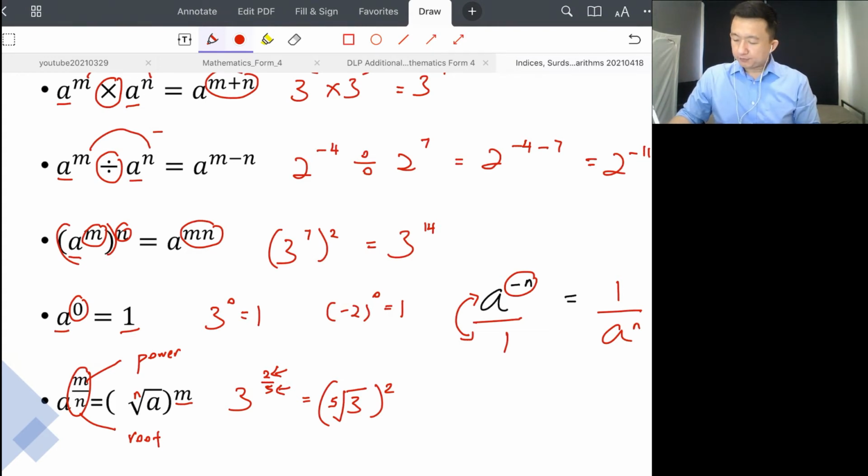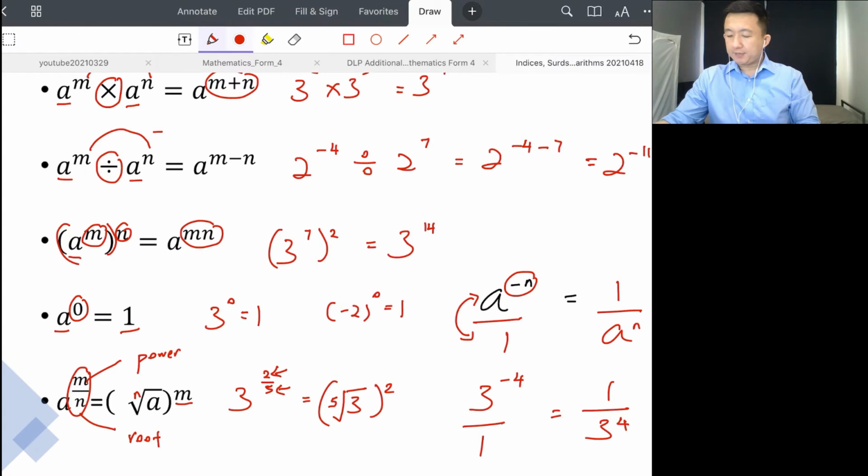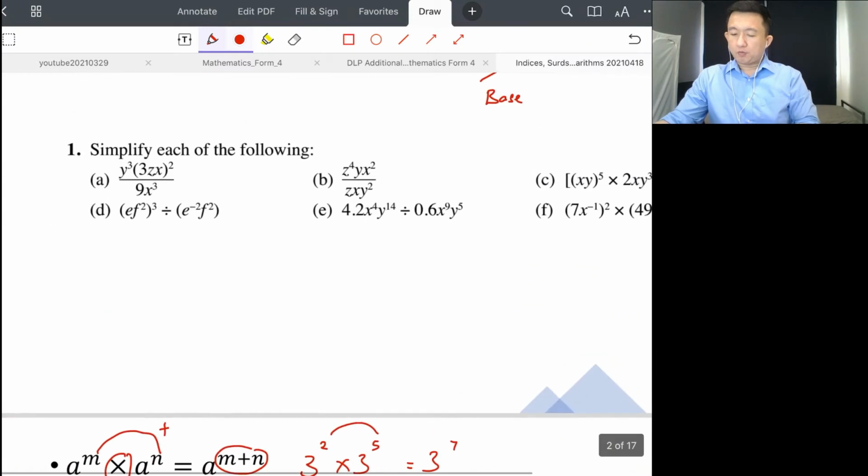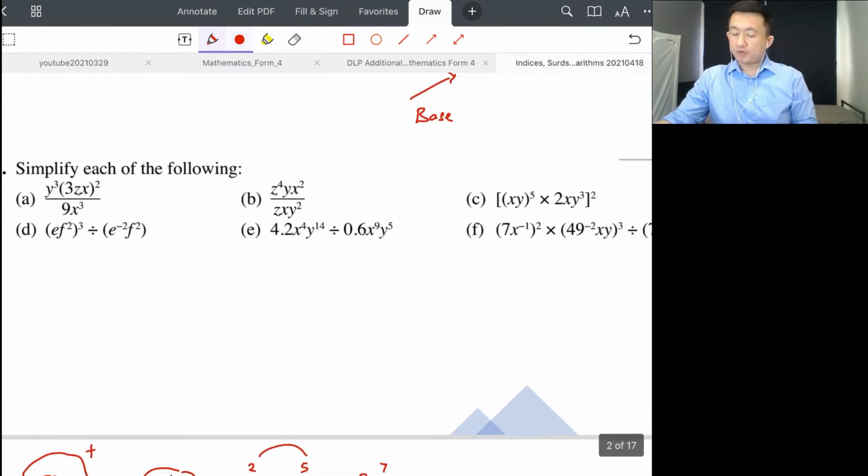For example, 3 to the power of negative 4, right? Over 1, you always have over 1, and you have 1 over 3 to the power of 4, negative 4 to 4. Right. So there are 6 mathematical concepts you have to remember. Keep that in mind. We are going right into the question with indices.